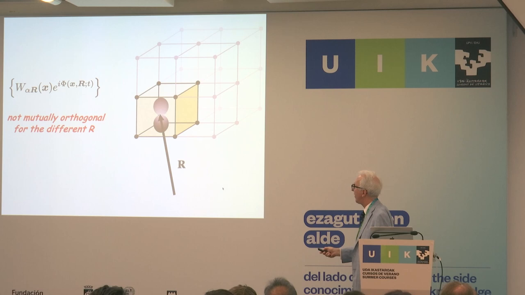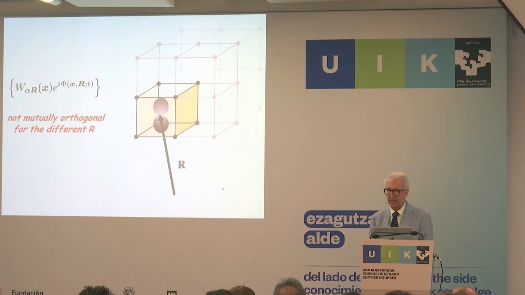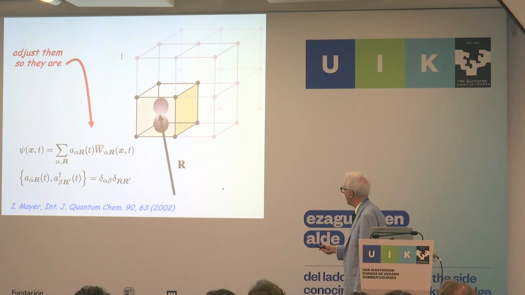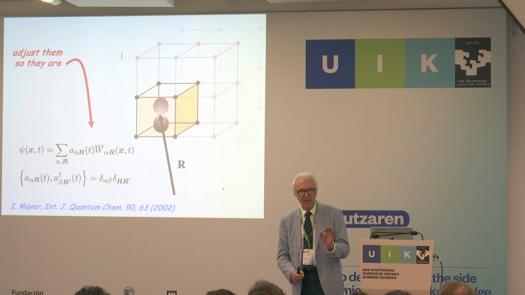But I need something like this, because it just turns out when you do the equations that you need something like this in the game. But quantum chemists know how to handle a problem like this. You can start with a set of functions that are almost mutually orthogonal, and you can use a scheme to construct a set of functions, I call them W bar alpha r, that are mutually orthogonal, and they're as close as they can be to the original functions you started with.